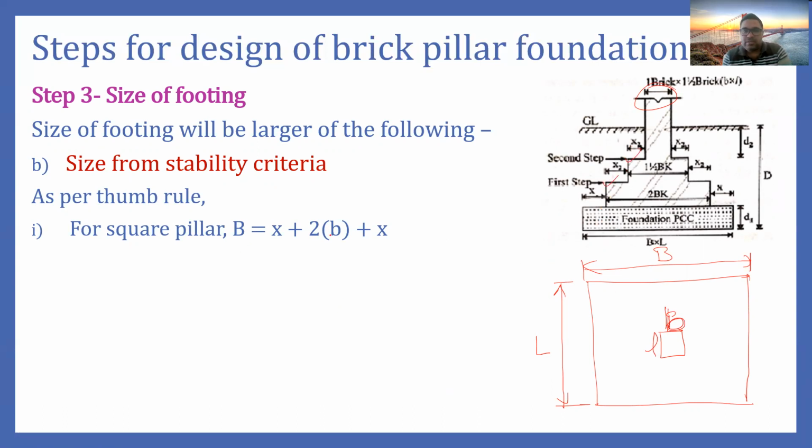Now in the stability criteria, we can find the width B as x plus 2 times b plus x, which means if we try to find this B value, it will be the sum of x plus 2b plus x. Now what is x? X is known as the projection, the projection of the foundation PCC from this step. You can see here, this is the value of x, and this x is known as the projection, and the value of x is generally taken between 100 to 150 mm.